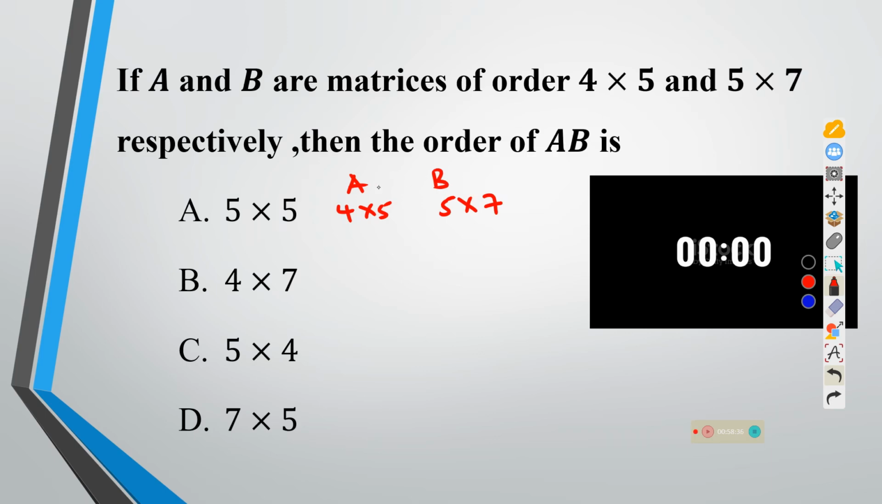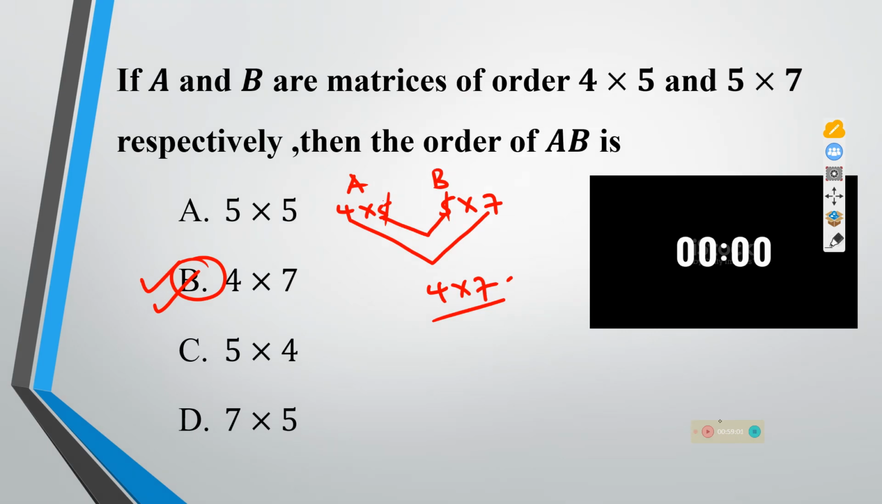When you are multiplying A and B, you realize the two matrices can be multiplied together, since this is 5 and 5. So it means the remaining values will form the order of AB. So 4 by 7 will be the order of AB. So 4 by 7 is this, and B will be our answer. So let us look at the next question.